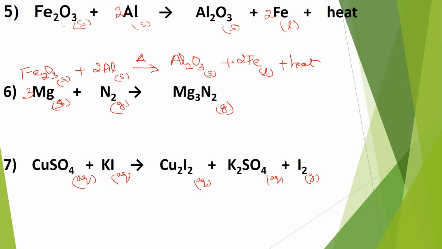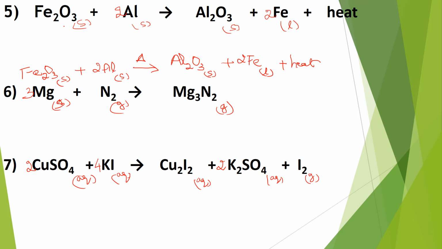Now what is not balanced here? Look at this copper. Copper is 2 on the product side and 1 on the reactant side. So make it 2 on the reactant side also. Now sulfate has become a 2. Here on the product side only 1. So write 2 in front of K2SO4. Now potassium has become 4. So let us write 4 in front of potassium iodide. Now the iodine is also balanced and along with that potassium is also balanced. Very easy. Let us go to the next question.